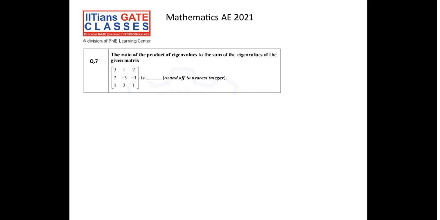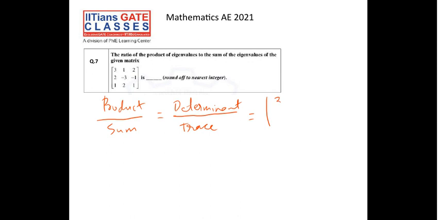The ratio of the product of eigenvalues to the sum of the eigenvalues of the given matrix 3, 1, 2, 2, minus 3, minus 1, 1, 2, 1 is dash. To find the product of eigenvalues, we can take the determinant. So we have to find the product divided by the sum of eigenvalues. The product of eigenvalues is given by the determinant, and the sum of eigenvalues is given by the trace of the matrix. So determinant of the matrix by trace of the matrix, if we evaluate, we find the answer.